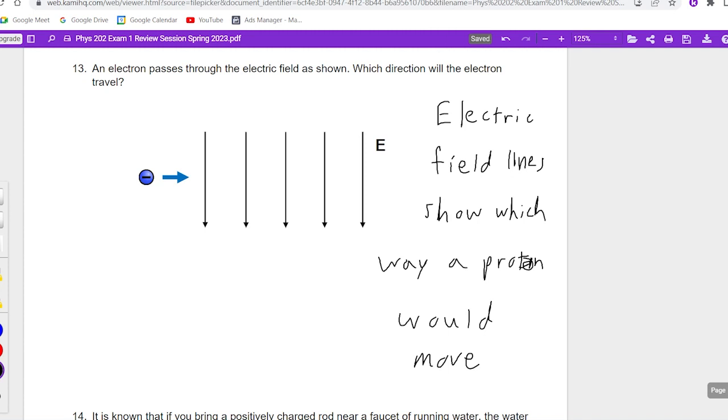So in other words, if this was a proton, the arrow would look like this. It would start heading downwards. However, it's an electron, so all it does is move the opposite way. It starts moving upwards, like that. And that's the path the electron would take. Notice it doesn't make a sharp left turn like that. It's gradual, just like that. And that's the answer. Simple as that. Any questions?